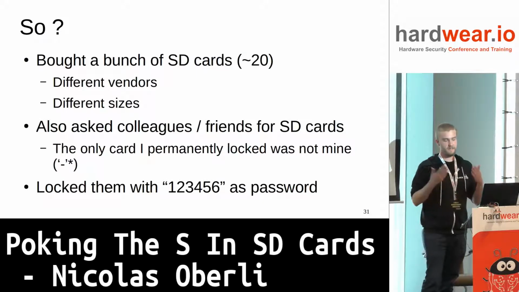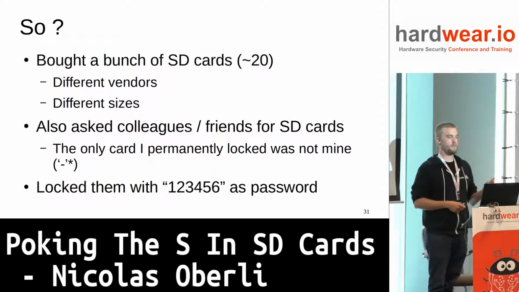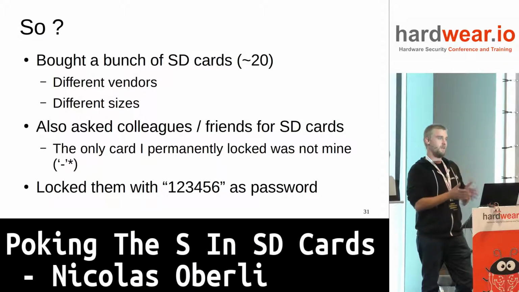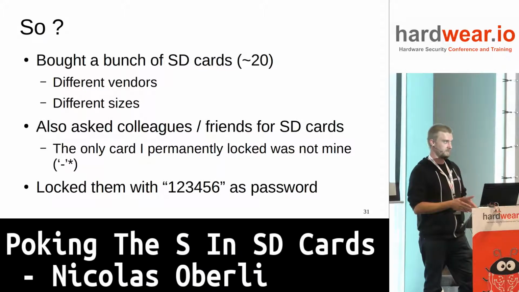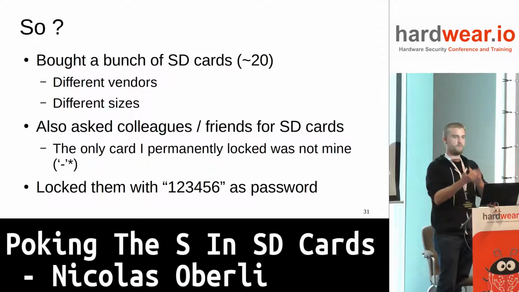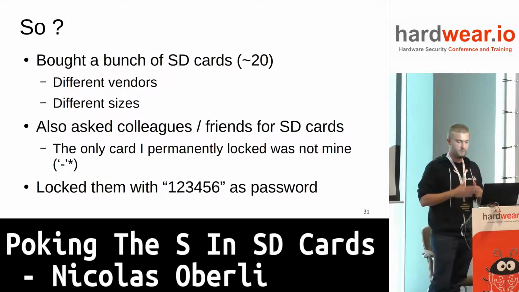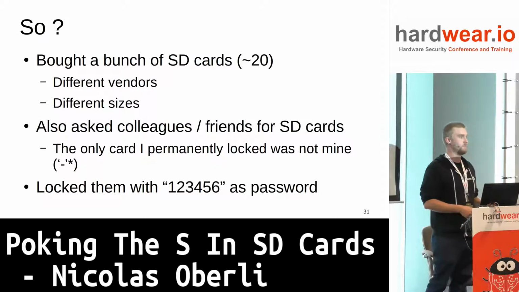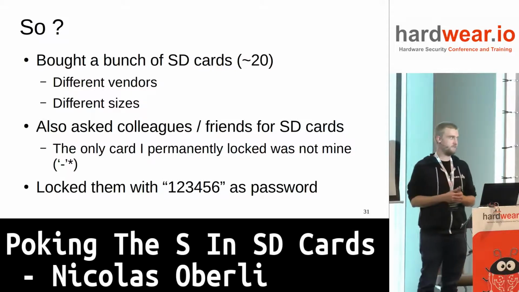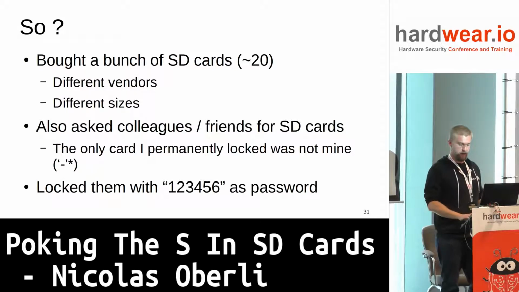So all the cards, I got them. First, I had to make them work correctly because, as I said, the protocol is not that specific on some things. As I said, there are cards that will require the CRC, some others don't. So I had to find some workarounds for some cards. But once I had everything working, I locked them all with 1, 2, 3, 4, 5, 6 as a password. Then I tried my timing attack on it to see the results. It was working quite well.